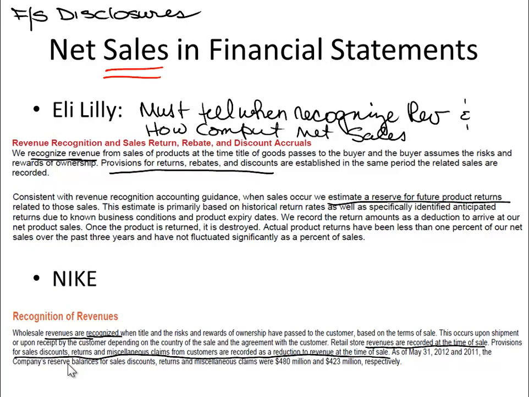All right, financial statement disclosures. When we talk about sales, footnotes to the financials have to tell you when they recognize the revenue and whether they make any estimates or provisions or allowances. Provision and allowance mean the same thing, for returns, for rebates, for those discounts. And they have to tell you, if they do, how they set up those estimates for returns, rebates, or discounts.